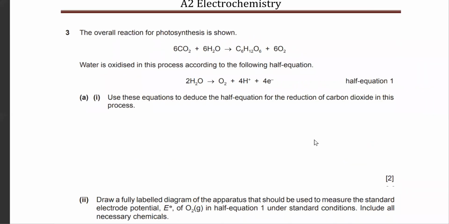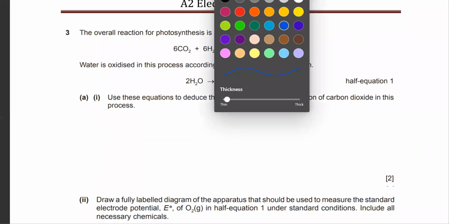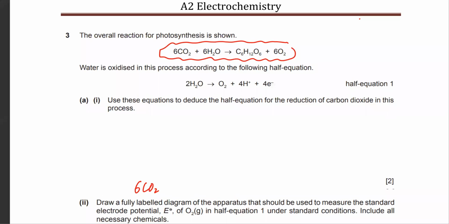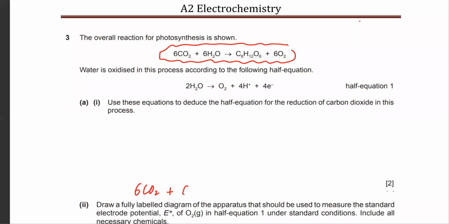Now he's talking about a photosynthesis equation. We're going to do everything in exactly the same way as we just did. He's given us the overall reaction, so let's write that reaction. It's 6 CO2 plus 6 H2O, and the products are glucose, C6H12O6, and 6 oxygen gas molecules. Remember, this is my overall reaction.